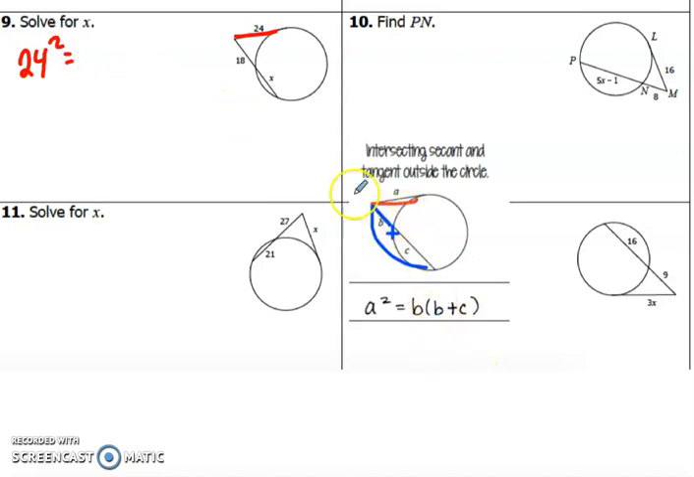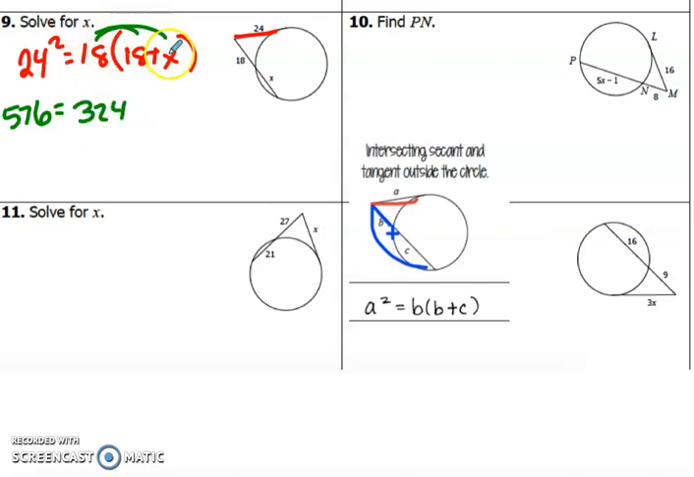That will equal my outside, which is 18, times the total, which will be this part plus this part, so 18 plus x. Okay? Let's simplify 24 squared. 24 times 24 is 576. I can distribute. Let's go ahead and do it one step. 18 times 18 is 324. And then 18 times x is plus 18x.